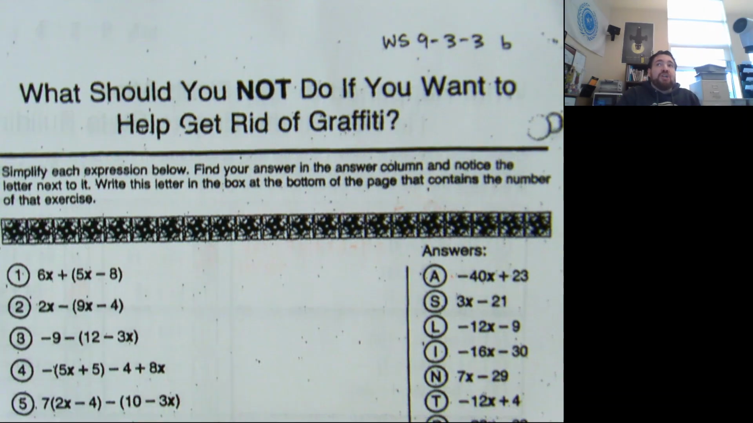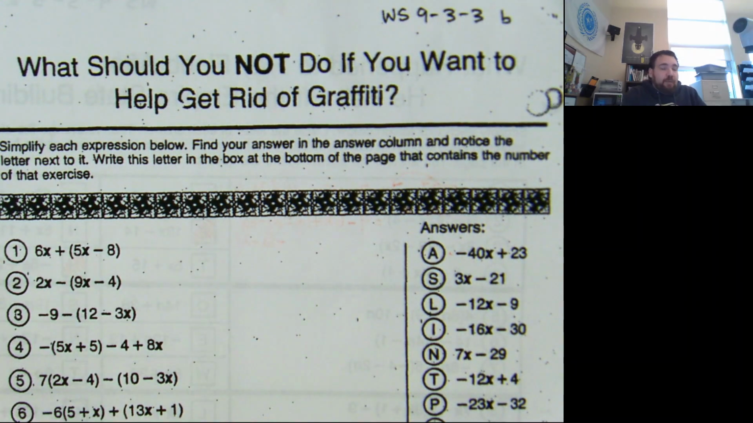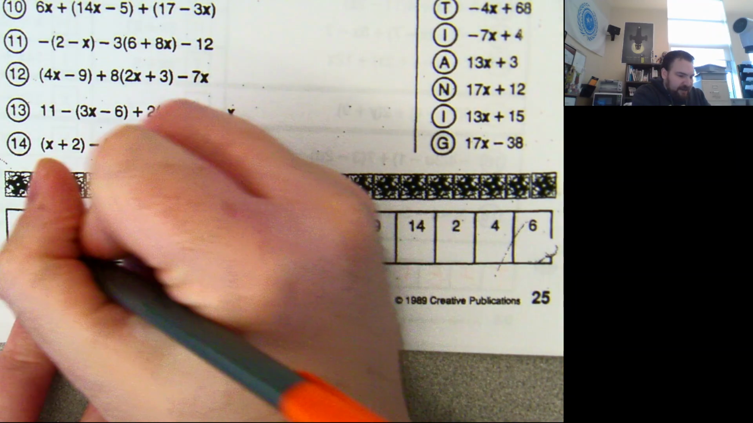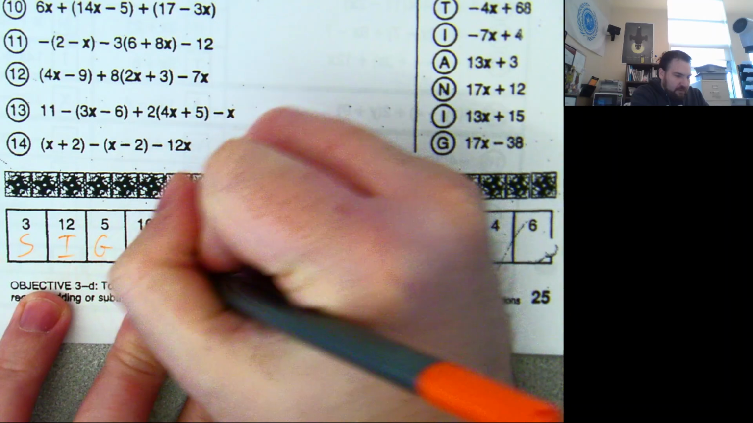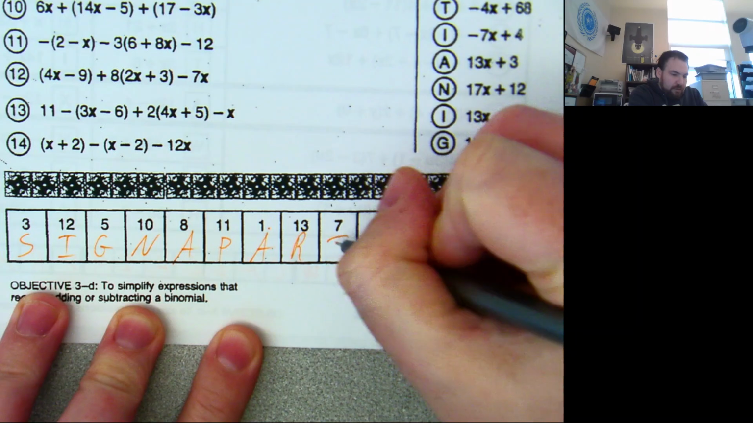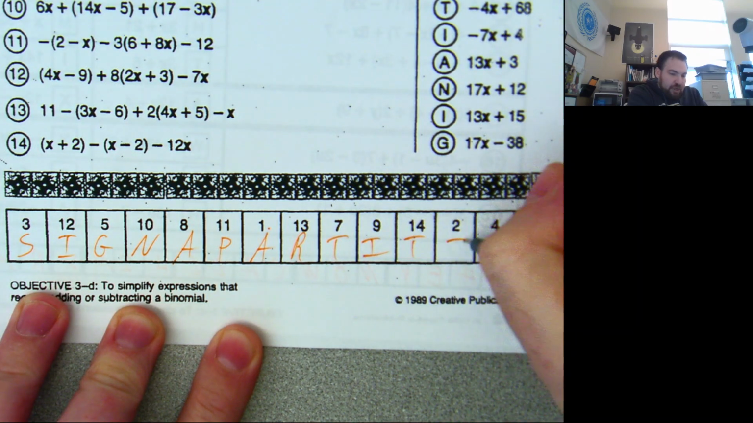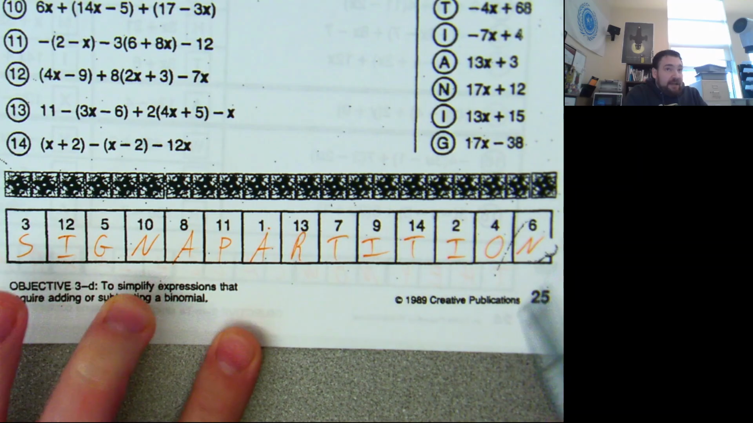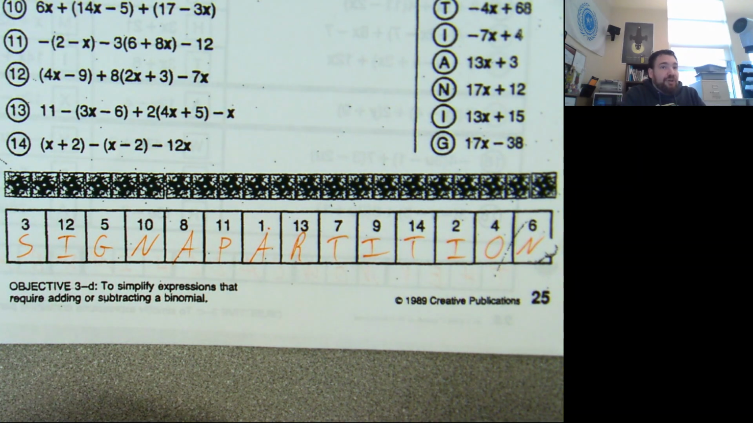What should you not do if you want to help get rid of graffiti? What you should not do is sign a partition. The reason this is funny is because it's a play on the word petition. Now, a petition is something you would actually sign. It's a piece of paper. People go around, they get signatures if you want something to change. A partition is a wall.